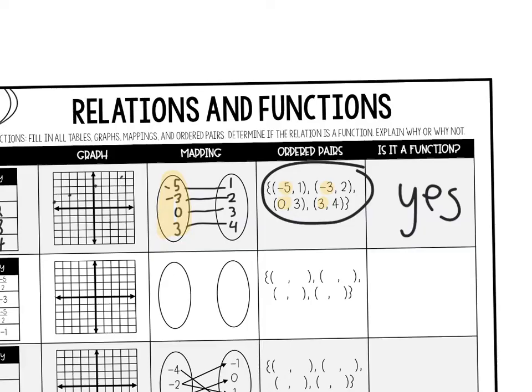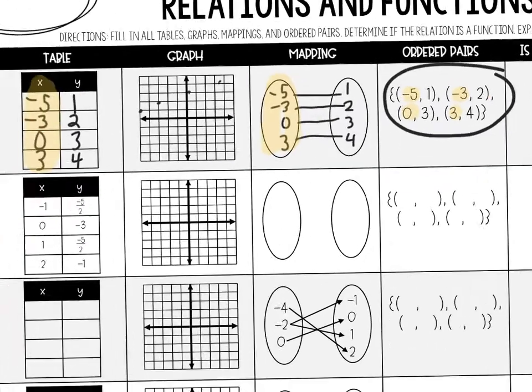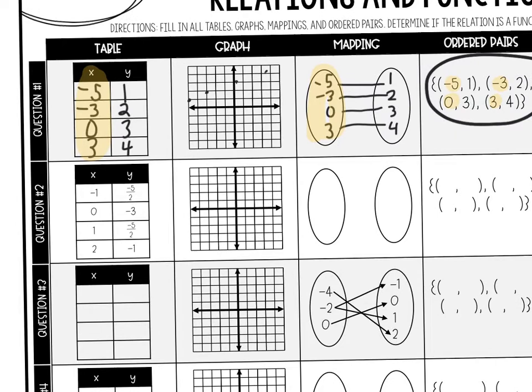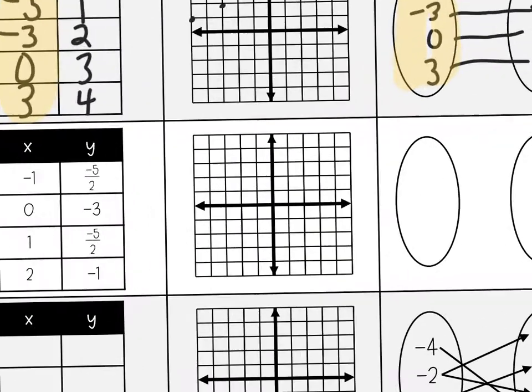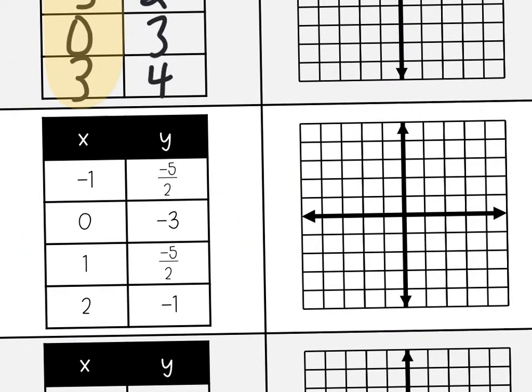So if I look at the next one, I was given the table. Now I realize that the table is a little complicated with the fractions, so maybe we could work around that. So we're going to graph -1. This is equivalent to -2.5. So I'm going to graph -1, -2.5. 0, -3 is right here. This is -2.5 again.